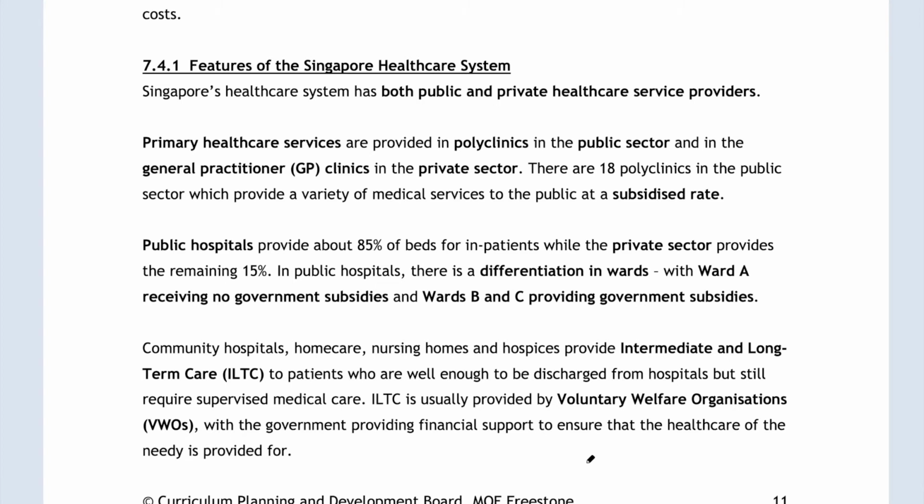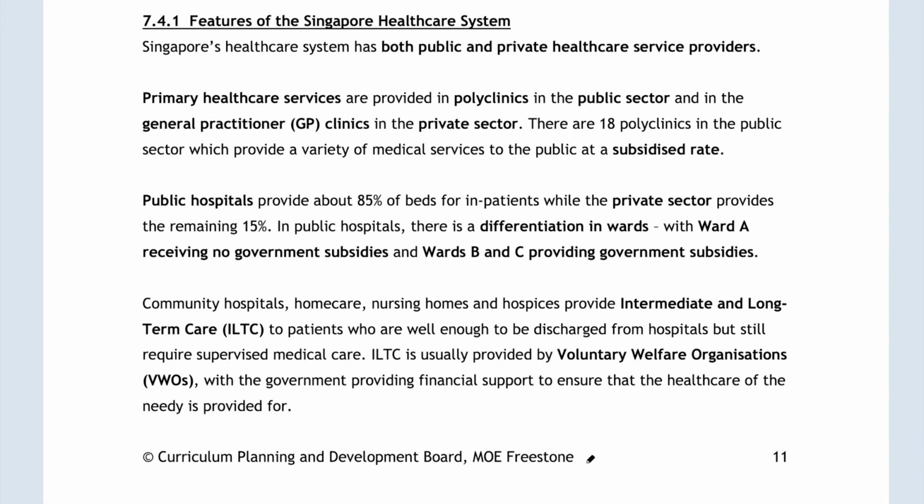85% of patients in hospitals are in public hospitals. The private sector takes care of the remaining 15%. If you've ever been, and I hope you haven't been, hospitalized, or you have somebody who unfortunately was, you will notice that there's a differentiation in wards A, B, and C. Ward A is more expensive and has no government subsidies. B and C have government subsidies. So there's a differentiated factor depending on what you want. Now, there are also ILTCs, intermediate and long-term care services. These are usually hospice care, nursing homes, community hospitals, stuff like this.